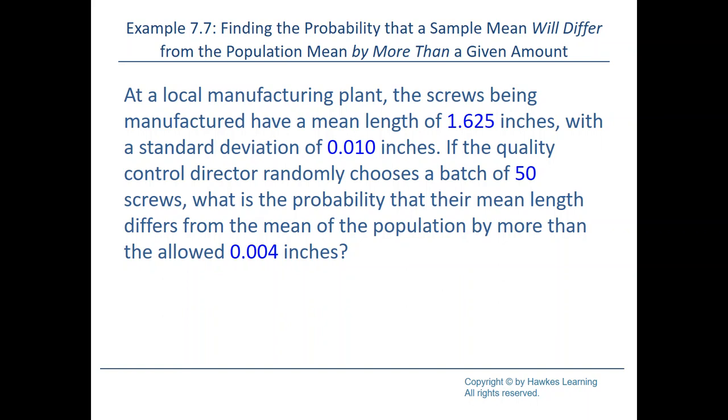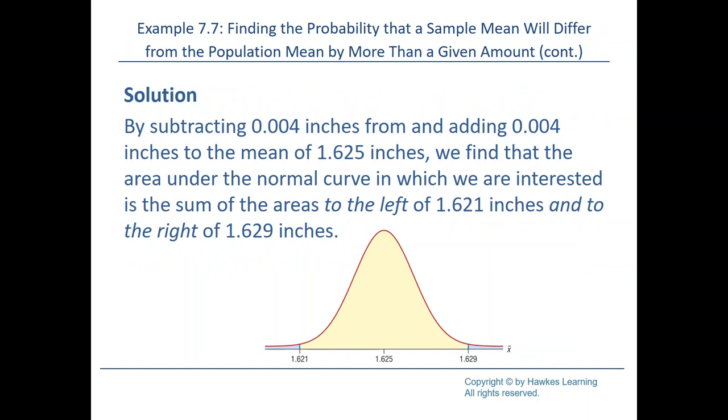Again, if the quality controller randomly chooses a batch of 50 screws, so we're even told that we have 50 screws, so we have an n there. What is the probability that the mean length differs from the mean by more than? Okay. Now, differ is going to allow us to basically add and subtract. So that's the first thing I note there. Okay, so basically I'm just adding or subtracting. However, the next part is that I said differ by more than. So when I talk about differ by more than, I'm literally talking about the outer part of the tails here.